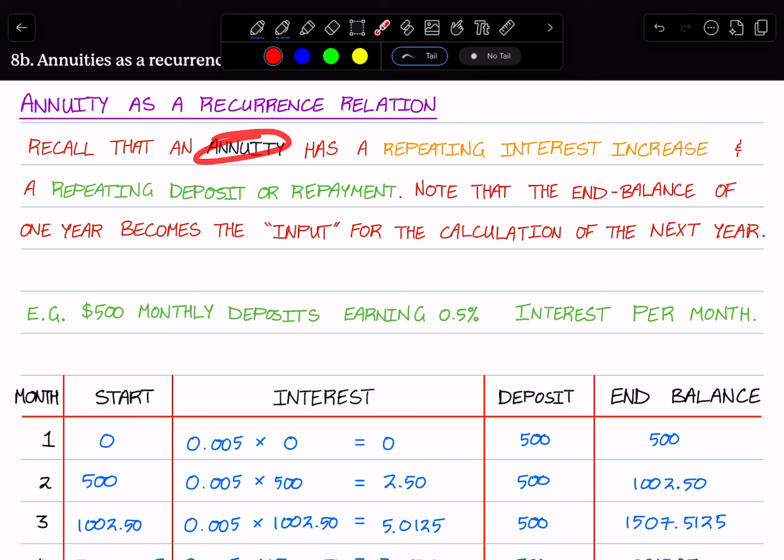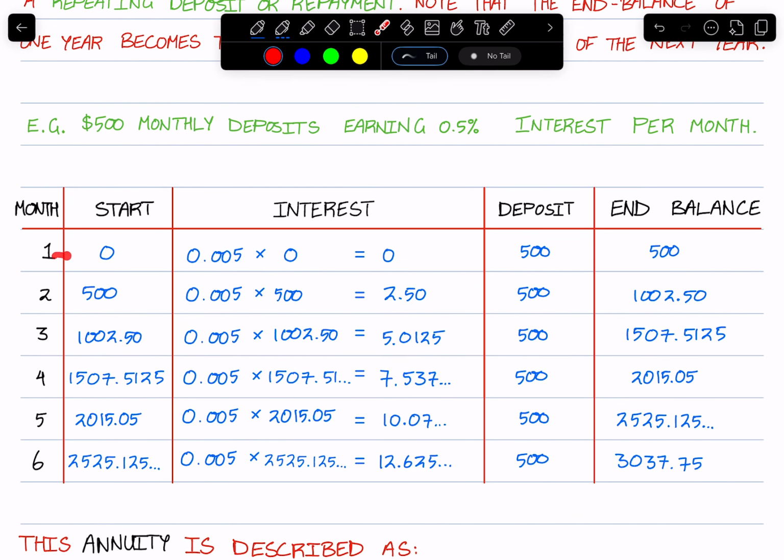Recall that an annuity has the repeating interest increase and that repeating deposit or repayment. Also recall that the end balance of one year becomes the input for the calculation of the next year. So here's one year: we start on 0, find 0.5%, add that on, add the deposit, and that becomes our end result. This end result then goes back to the beginning and we run the same calculation over and over again.